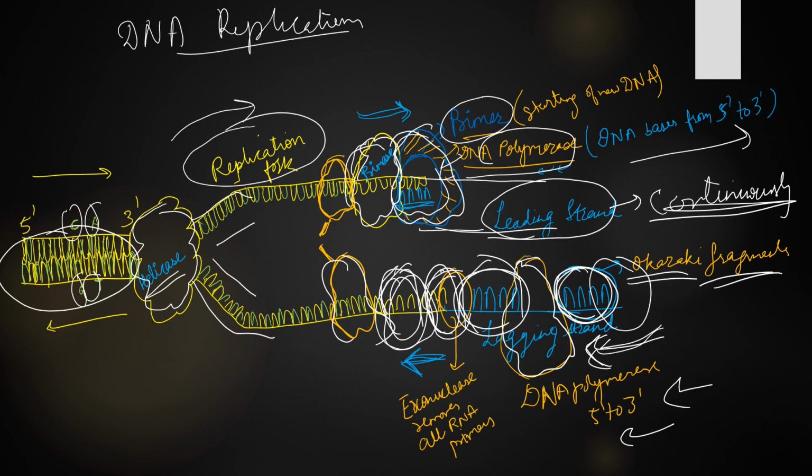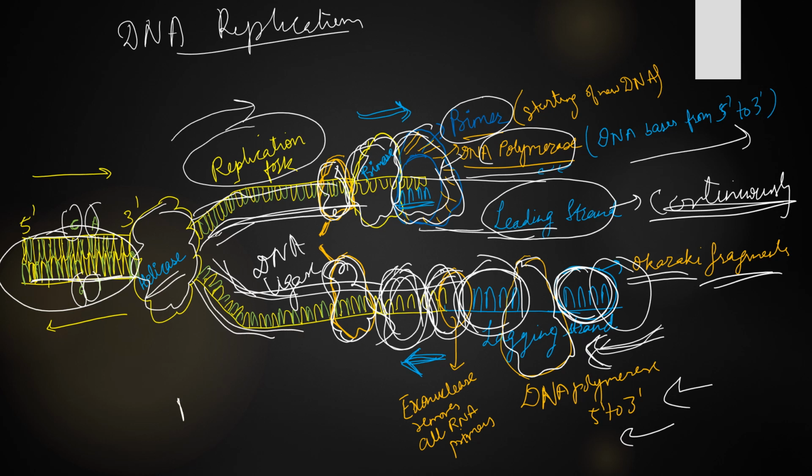Once the complete strand is formed, then comes the role of DNA ligase. What is the role of DNA ligase? It seals up the fragments from both sides, and hence from one double stranded DNA, we get two DNA, and this is how the process of DNA replication works.